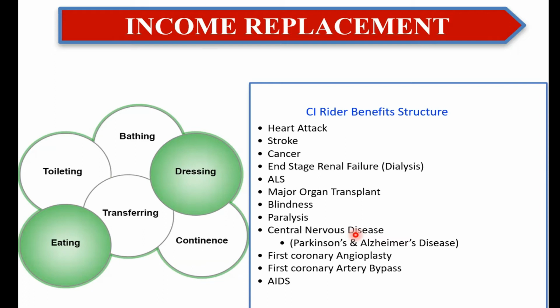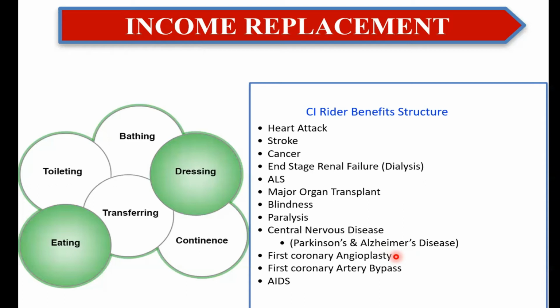Now, what about chronic illnesses, where you have a heart attack, stroke, cancer, or an end-stage renal failure like dialysis, right? Or you are living in some kind of assisted living area. You have a major organ transplant, blindness, paralysis, central nervous diseases like Parkinson's, Alzheimer's, coronary angioplasty, whatever. These critical chronic diseases are some of the things that really cause a lot of homelessness and a lot of poverty, especially in the United States.